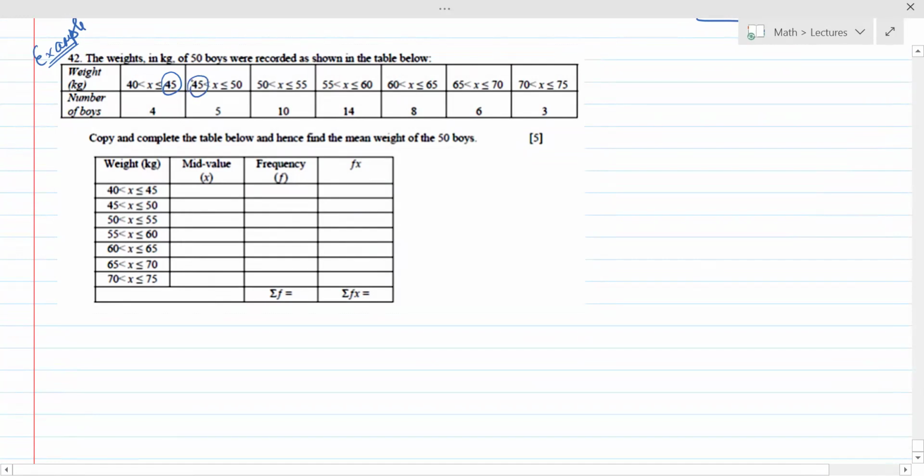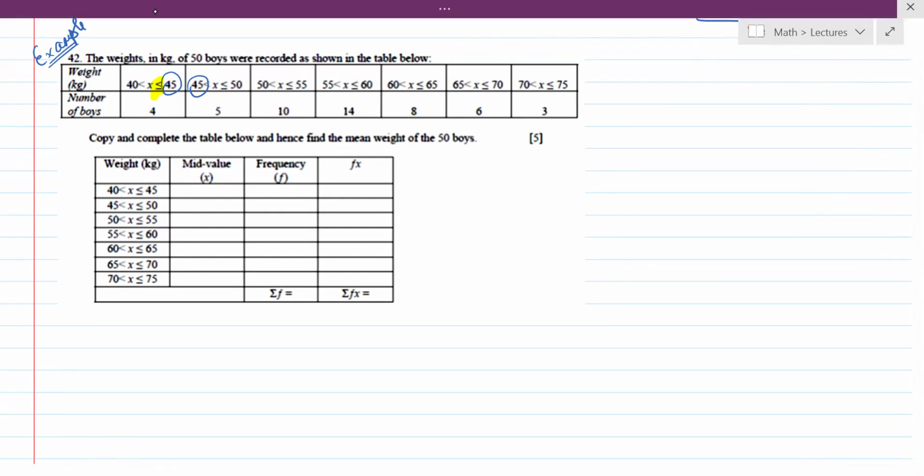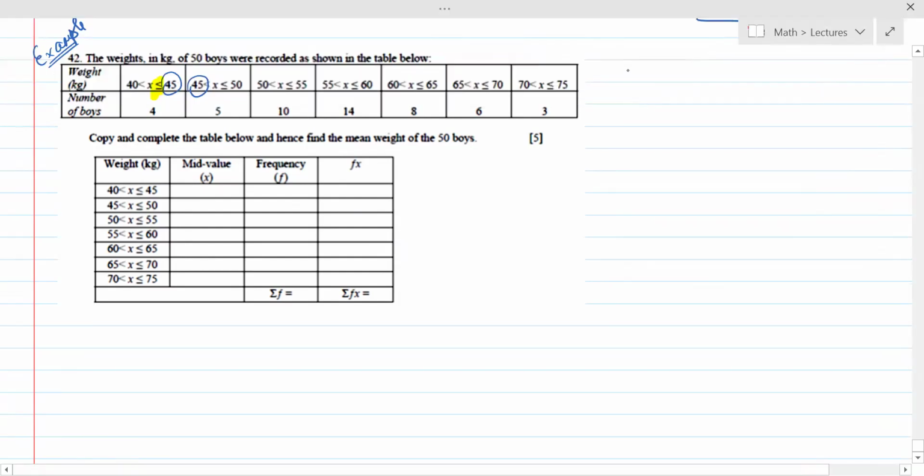45 is inclusive for the first class, but it's exclusive for the second class. Why? Because you can see this inequality sign, lesser and equals. So lesser and equals means 45 belongs to the first group, not the second group. So this data is group data, but this data is continuous group data.